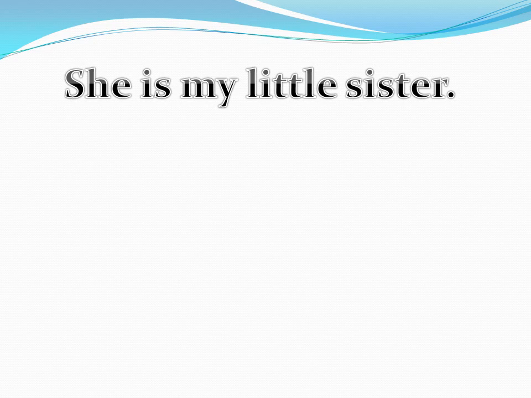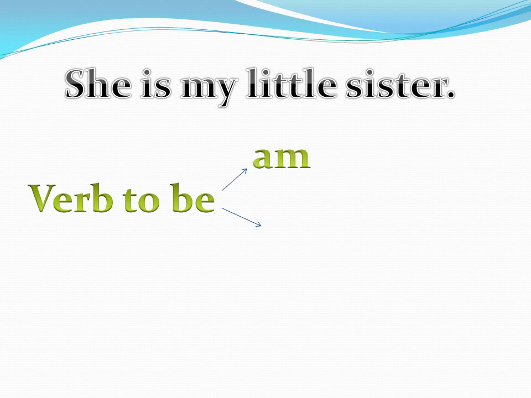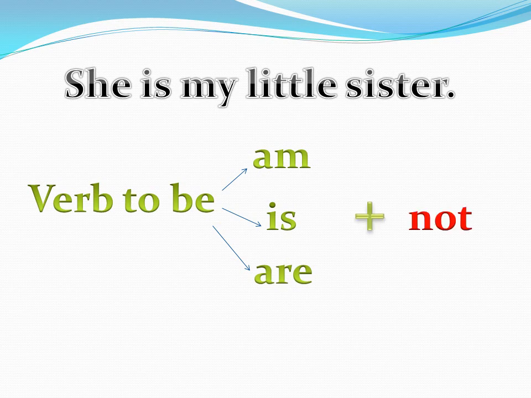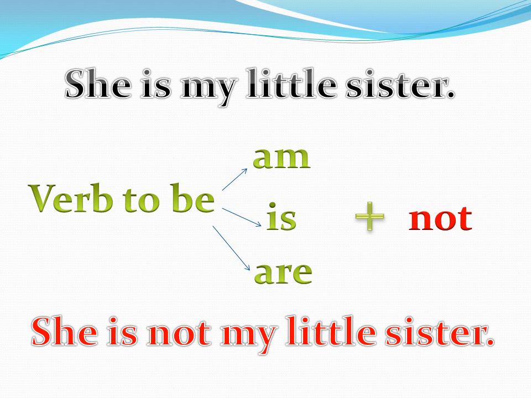She is my little sister. Here I want you to put not. But pay attention. If we have the verb to be in the sentence, if we have am or is or are in the sentence, we add only not. So the sentence will be, she is not my little sister, because is can carry not. Okay, so in case of verb to be, am or is or are will be am not or isn't or aren't.